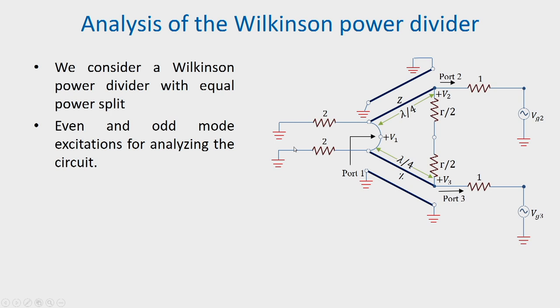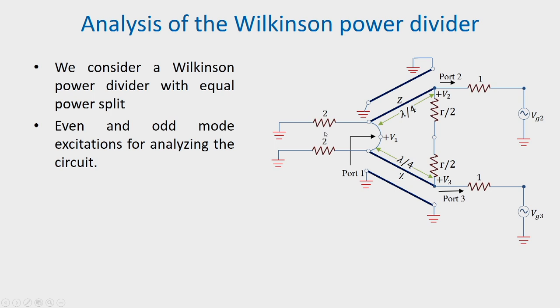So, this port was having impedance Z naught. So, it can be represented as a parallel of two resistances having normalized values 2 each, so that their parallel combination gives 1. Similarly, this Z is the normalized characteristic impedance of this lambda by 4 section. The normalized resistance between the two output ports is R, which has been written in this form, R by 2, R by 2.